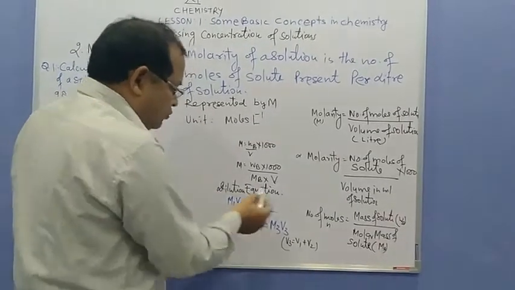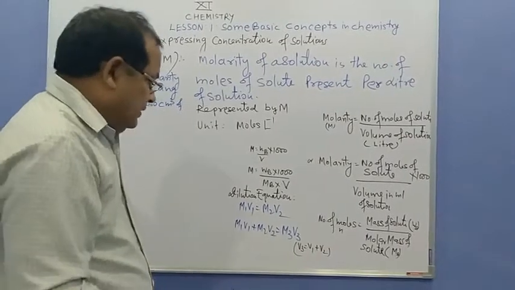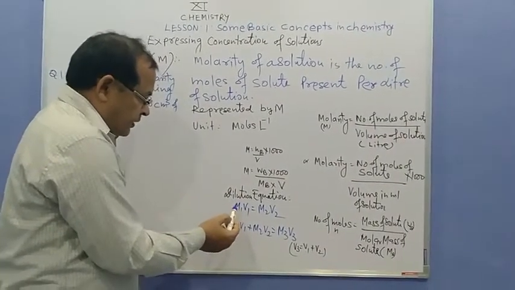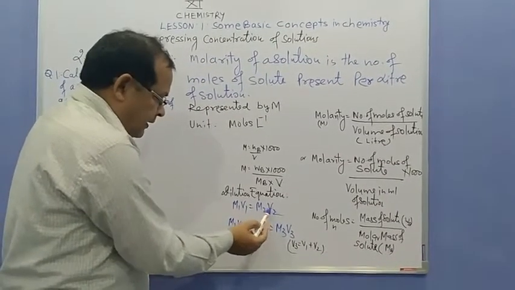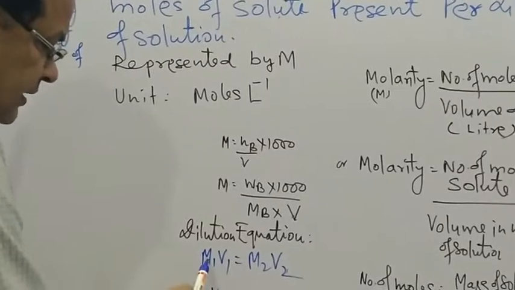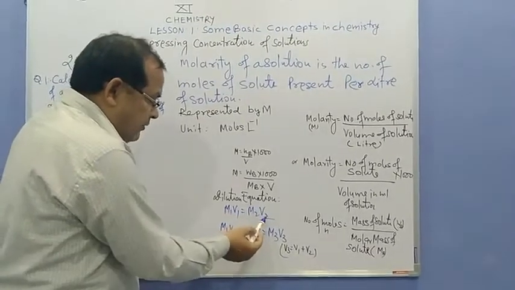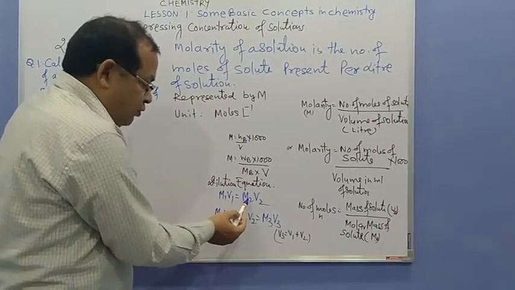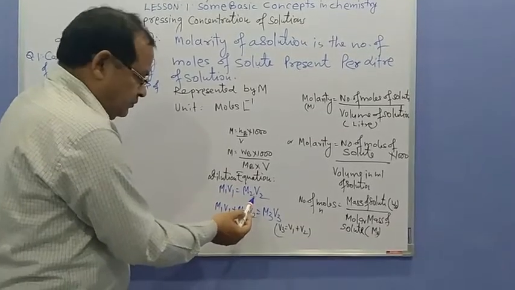Now the dilution equation. If two solutions are mixed together, then what will be the relationship between them? M1 V1 equals M2 V2. If in any question the value of M1 is given, V1 is given and V2 is given, then you can find out M2. So M2 equals M1 V1 upon V2.